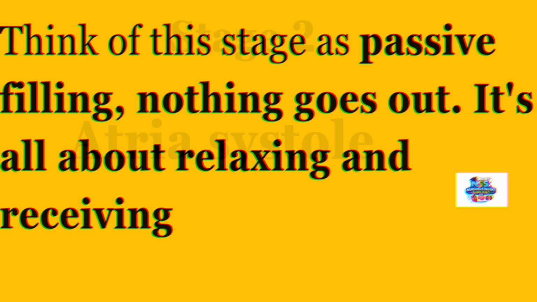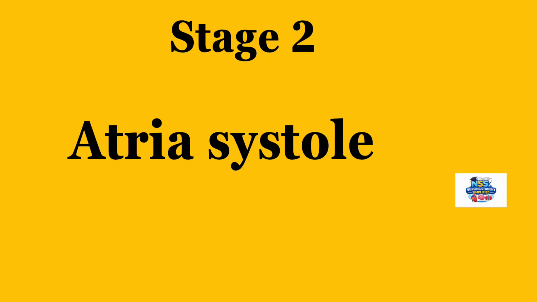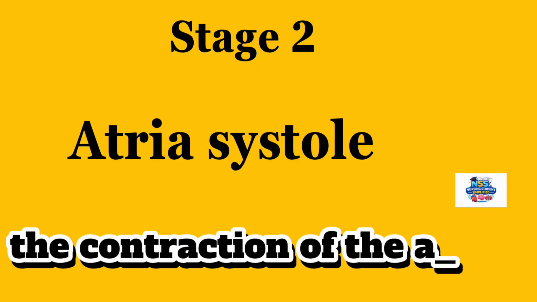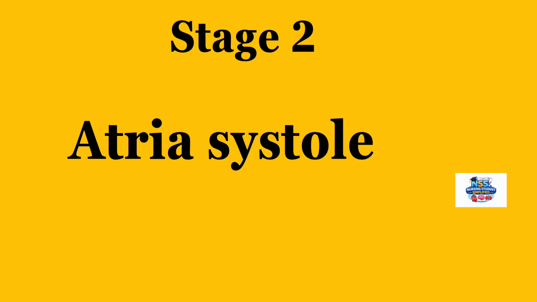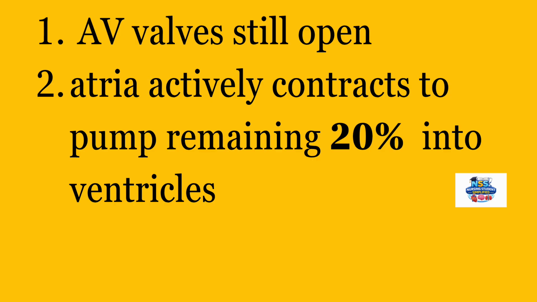Then we move on to the second phase, the atrial systole. In this phase, systole refers to contraction. Atria is the plural of atrium, so this talks about the contraction of the atria. In this phase, the remaining 20% of blood, the atria actively contracts to pump the blood into the ventricles.